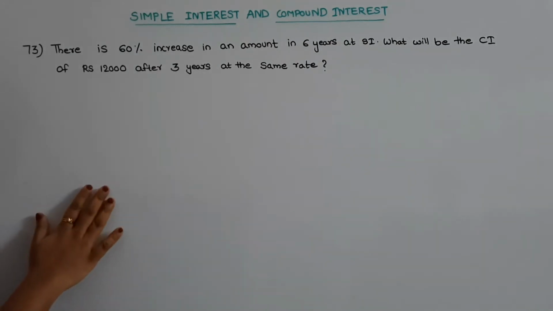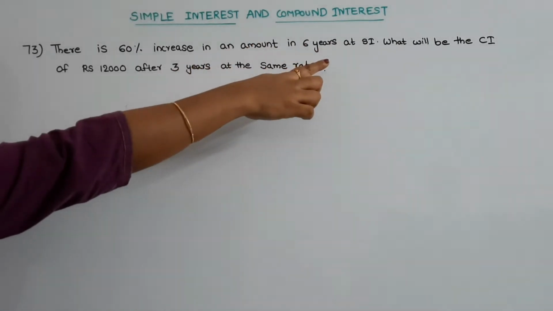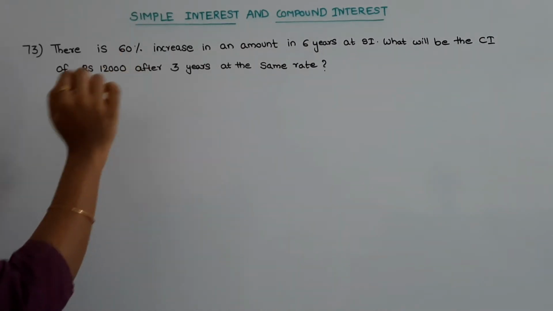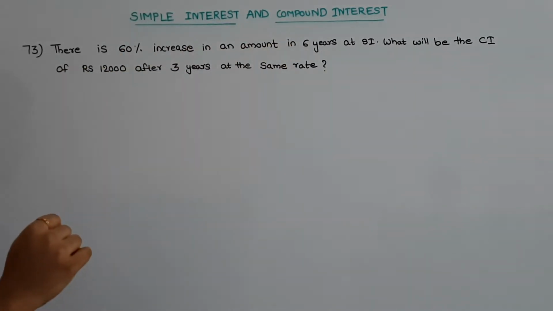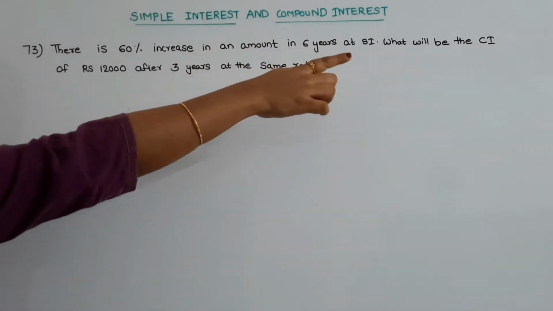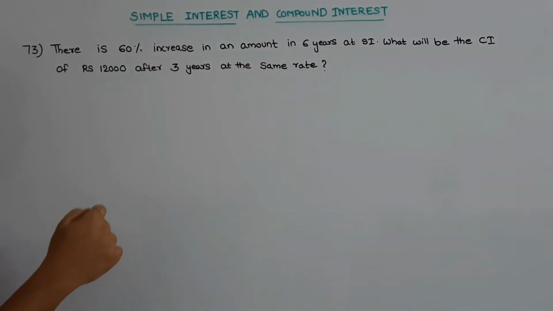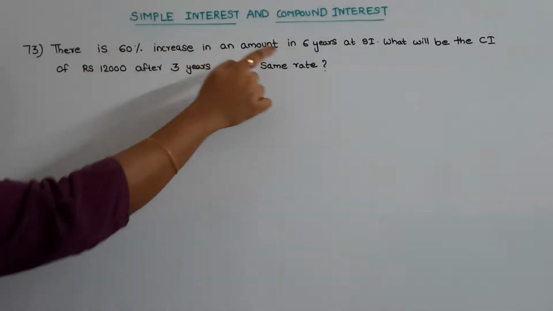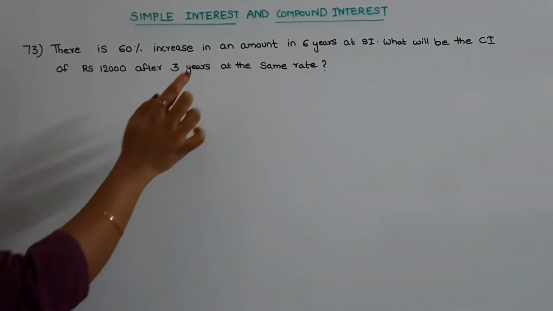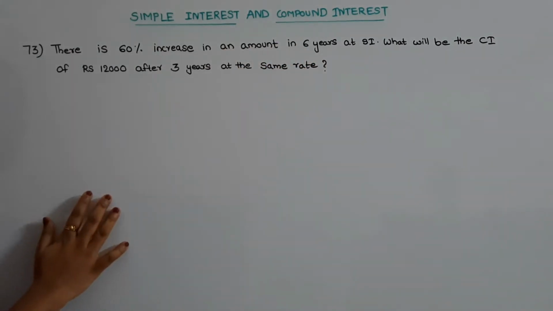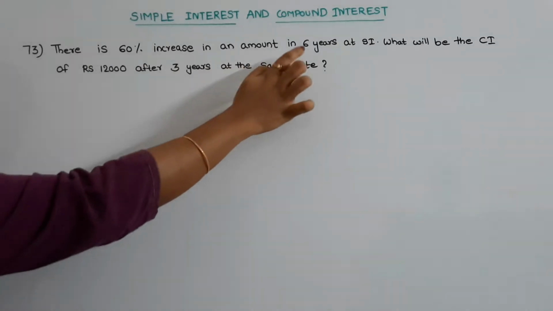So in this question, they are telling that when it is simple interest, the amount is becoming 60% more than that of the principal in 6 years. They are asking us to find out the compound interest when the principal is 12,000 and the time period is 3 years for the same rate of interest. So, using this first condition, we need to find out the rate of interest, in order to find out the compound interest. So, let us first find out the rate of interest by using this condition.